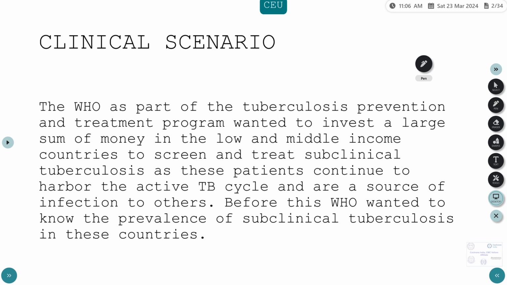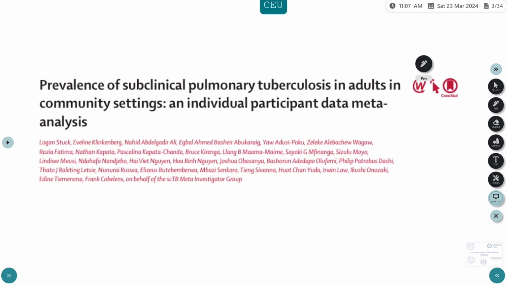The WHO, as part of its tuberculosis prevention and treatment program, wanted to invest a large sum of money in low and middle income countries to screen and treat subclinical tuberculosis, as these patients continue to harbor the active TB cycle and are a source of infection to all the other people. Before this, the WHO wanted to know the prevalence of subclinical tuberculosis in these countries. So they went ahead and did this study.